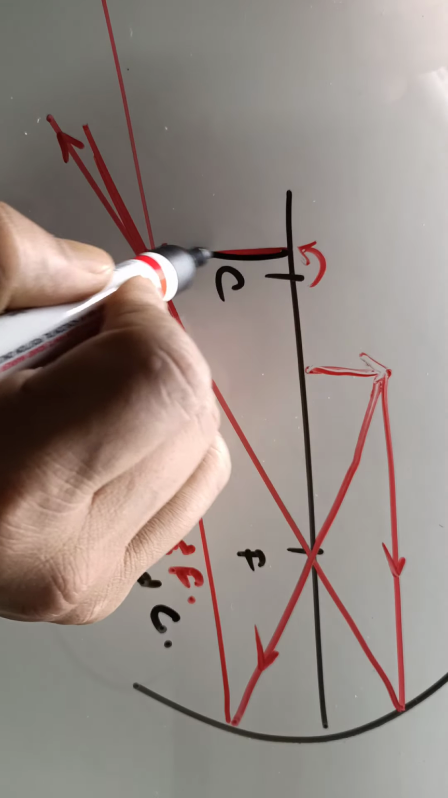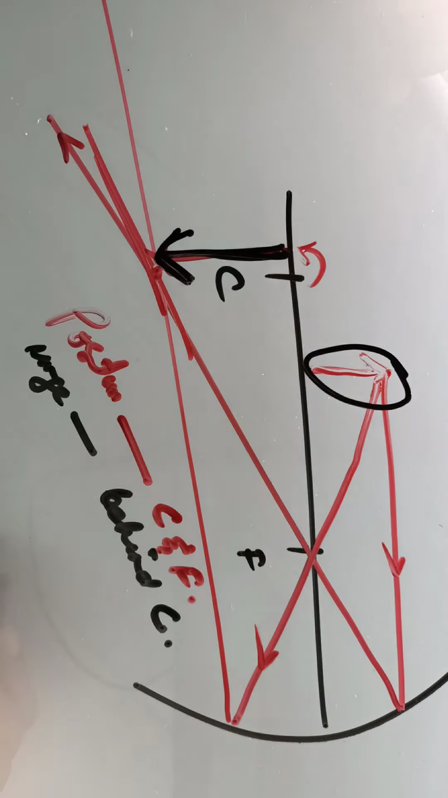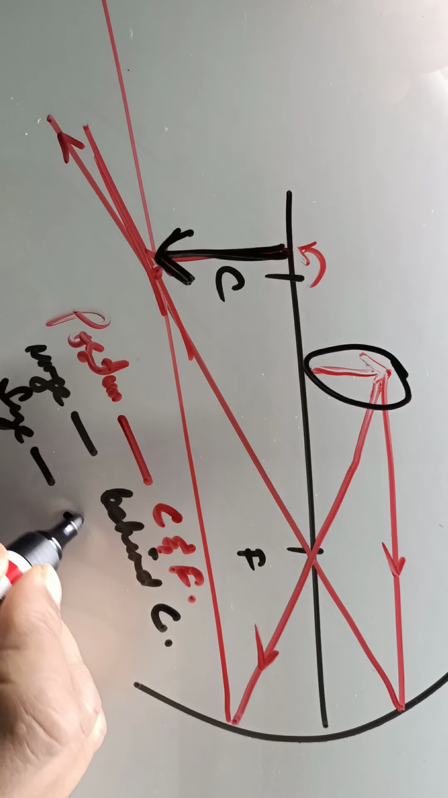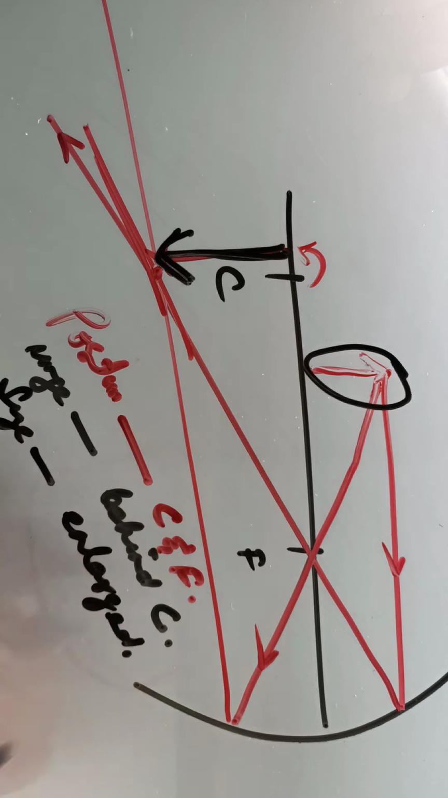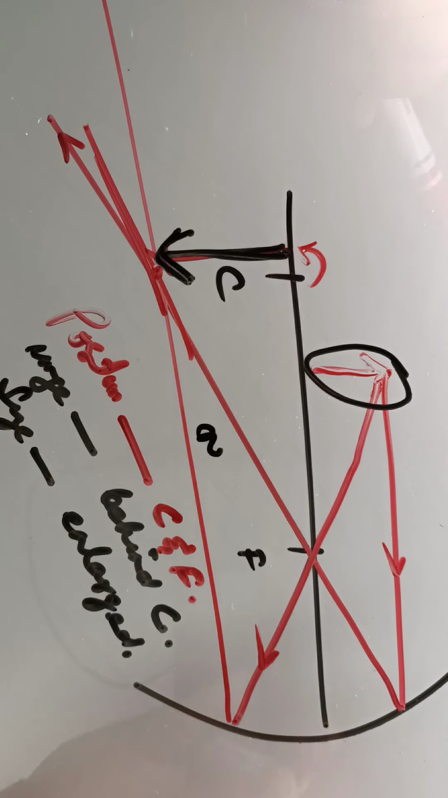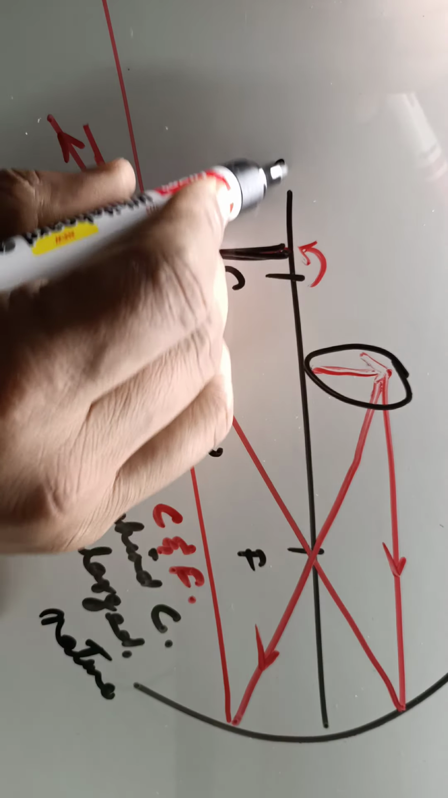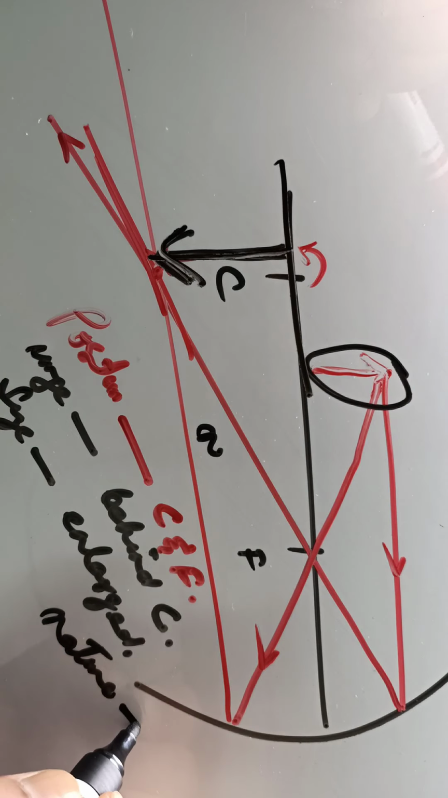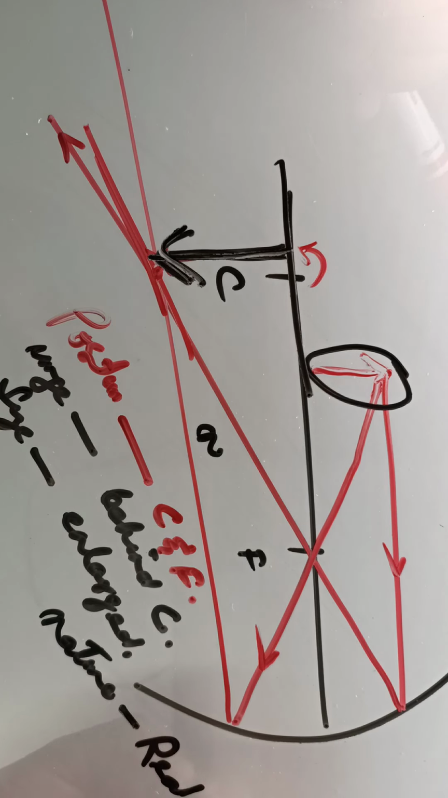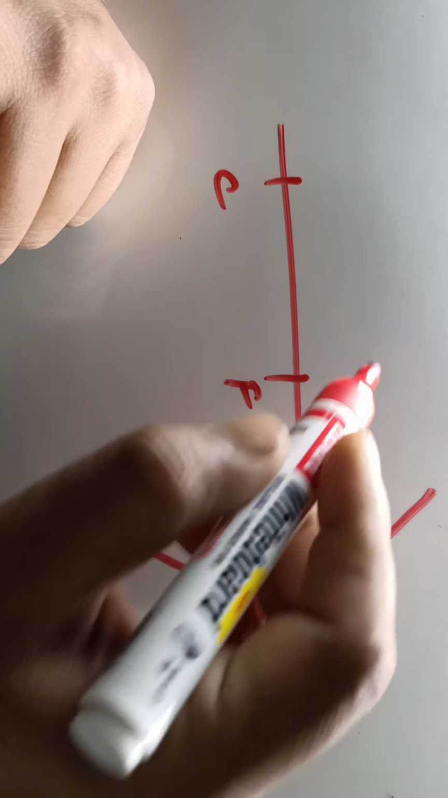You can see that this is the size of the object, and this is the size of the image. So the size of the image is enlarged, right? That means it is larger than the object. Okay. And then what would be the nature? You can see it is below the principal axis, so it will be what? It will be real and inverted, right? Real and inverted. Okay, moving on to the next.